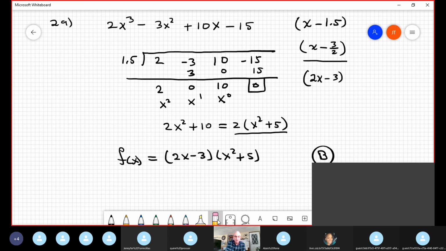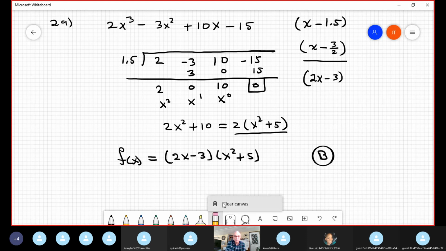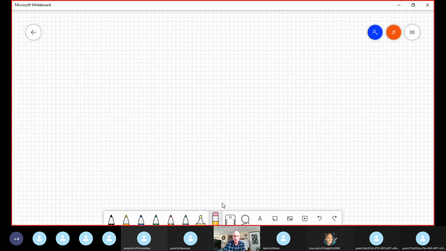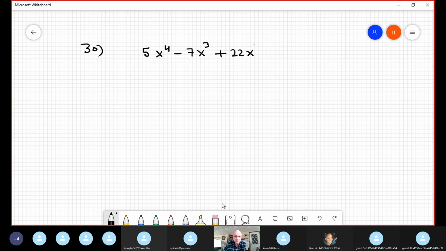Let me try to continue with 30. Okay. 30 is 5x to the 4th power minus 7x to the cubed power plus 22x squared minus 28x plus 8.